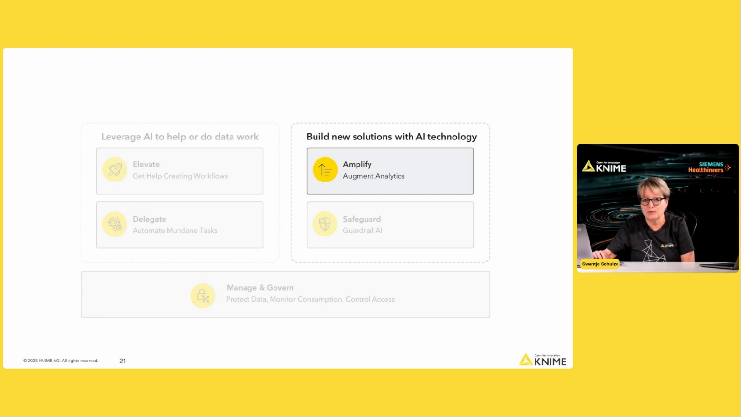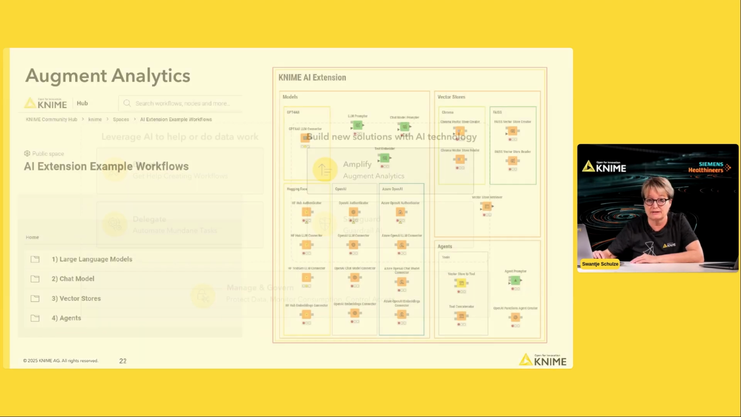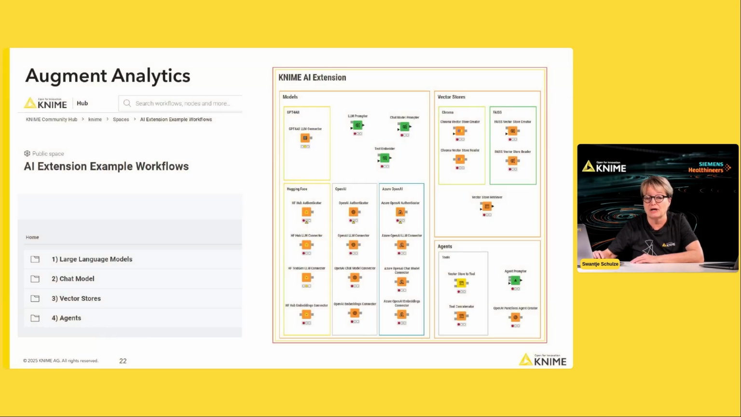The next way to use GenAI with Knime is to amplify existing data products. So you might have had a workflow in pure analytics, and now you see that it can be significantly improved by adding large language model functionality to it. And we have a lot of extensions in Knime for all the existing large language models, vector stores, whatever.